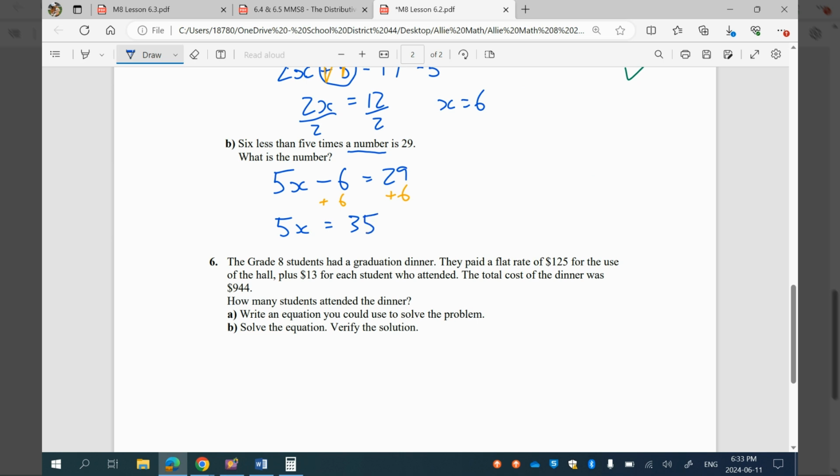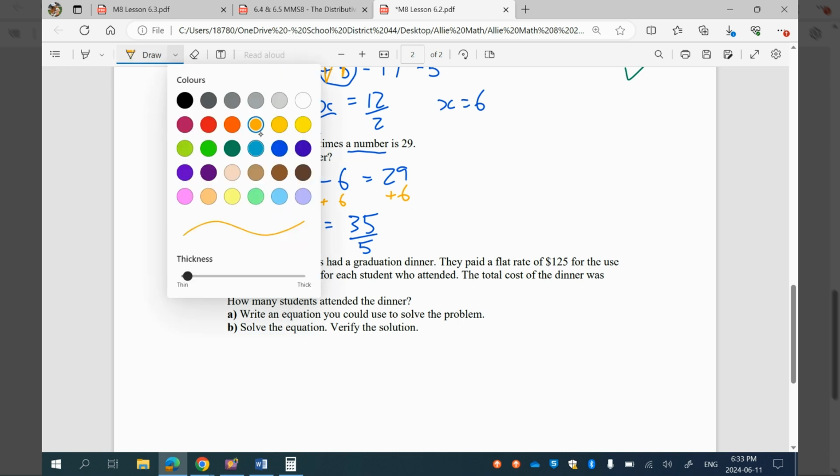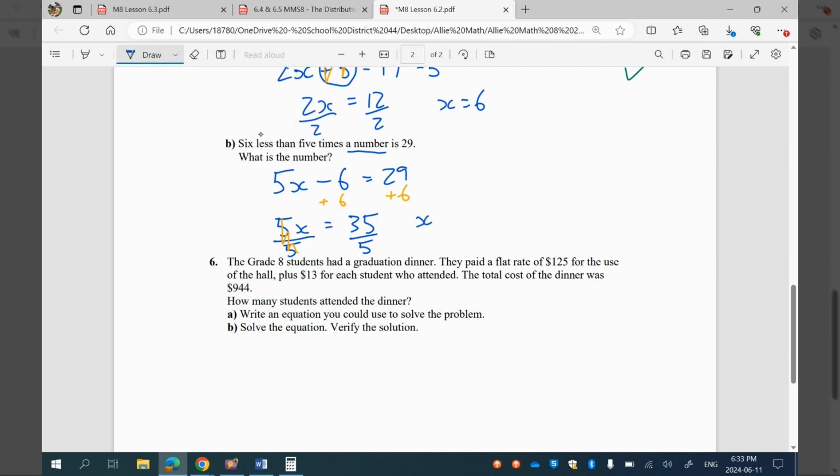Now we have 5x's equal 35, but we want 1x, so we're going to divide by 5 on each side. That becomes a 1, and we get x equals 35 divided by 5, which is 7. And is it true that 7 times 5, 35, subtract 6 equals 29? Yeah, it is true. So you can use that information to confirm your answer.